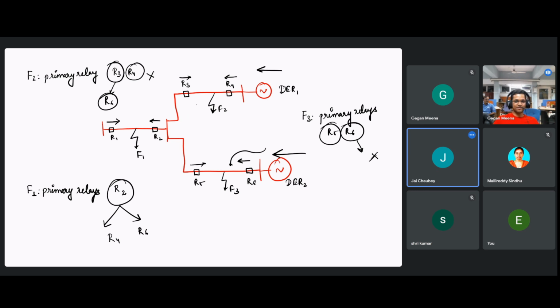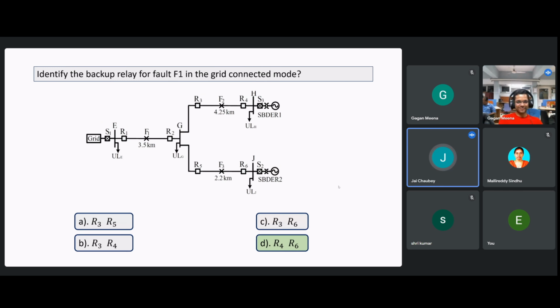What about R5? R5 will see the backup. Which one? R4 will act as a backup. Correct. So now you have understood it. Yes. It is an important concept. Okay, good. Let us move ahead. So the correct answer for this was R6.